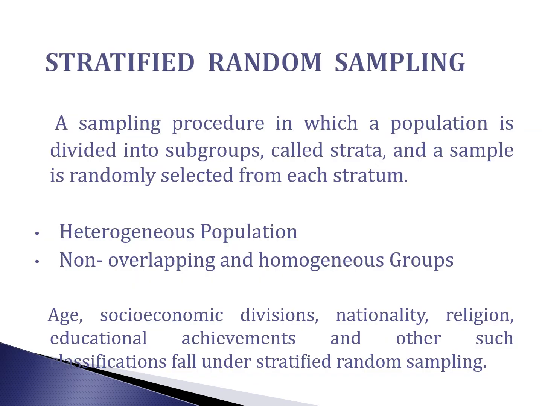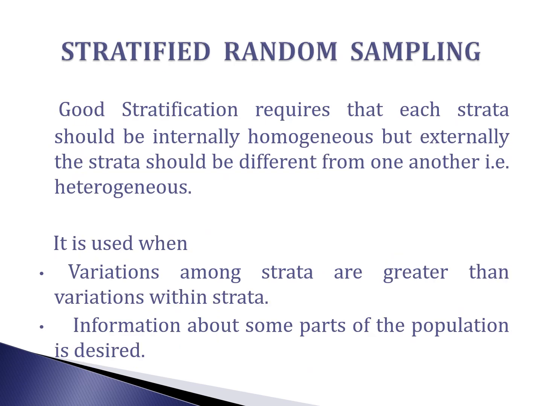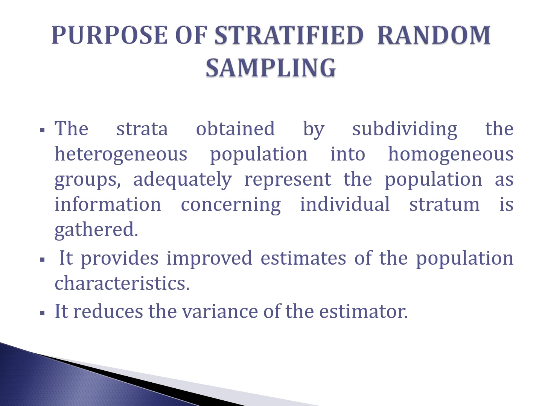Stratified random sampling is a sampling procedure in which a population is divided into subgroups called strata, and a sample is randomly selected from each stratum. Age, socioeconomic divisions, nationality, religion, educational achievement, and other such classifications fall under stratified random sampling. Good stratification requires that each stratum should be internally homogeneous, but externally the strata should be different from one another, that is, heterogeneous. The strata obtained by subdividing the heterogeneous population into homogeneous groups adequately represent the population as information concerning each individual stratum is gathered.